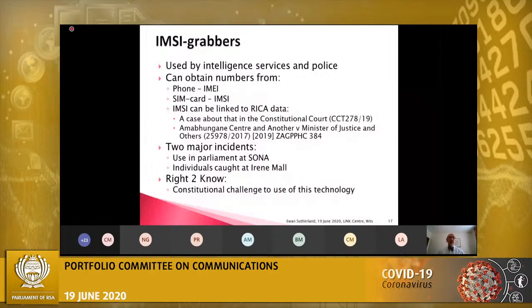So if you have one of these IMSI grabbers, and let us say a demonstration walks past one of these machines, you can pick up the numbers of the mobile phones. You can then, with the RICA data, identify who those people are. There were two major incidents. One of them was in Parliament, and I should have put the year in, the State of the Nation address by Mr. Zuma, when the phones were all switched off, which I think was 2016.